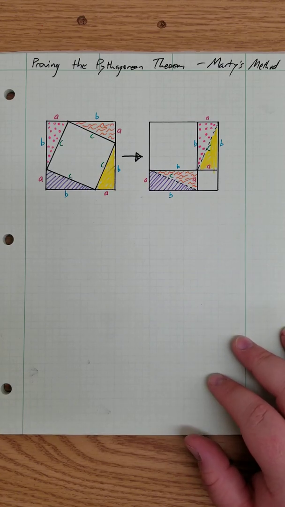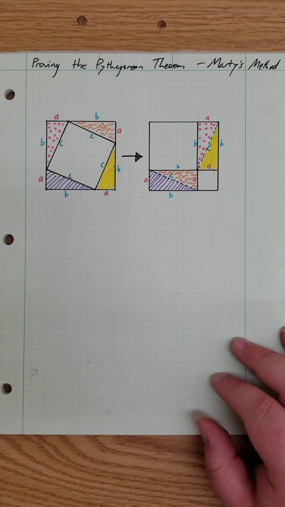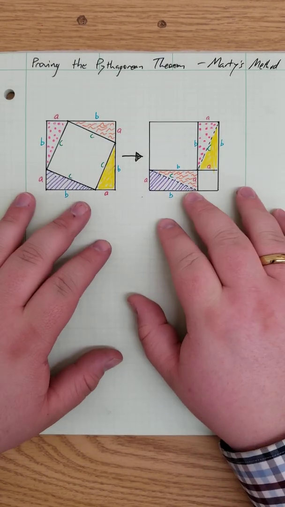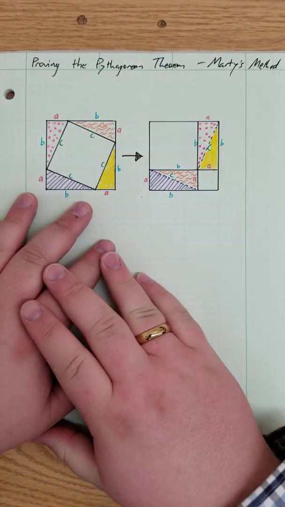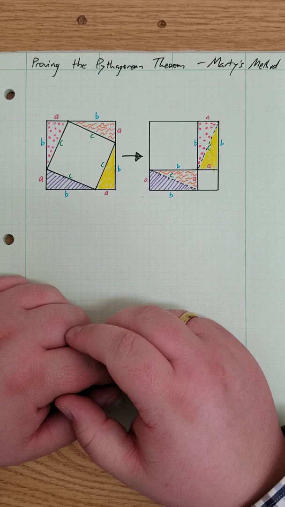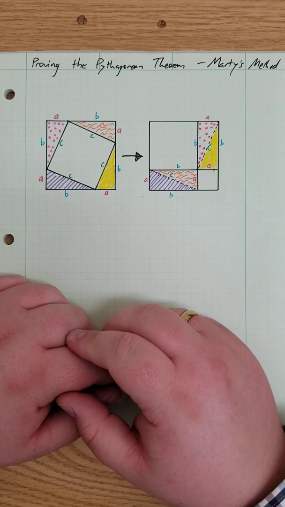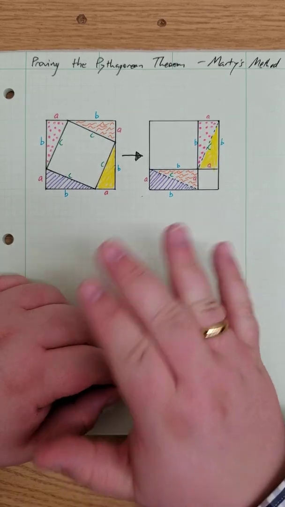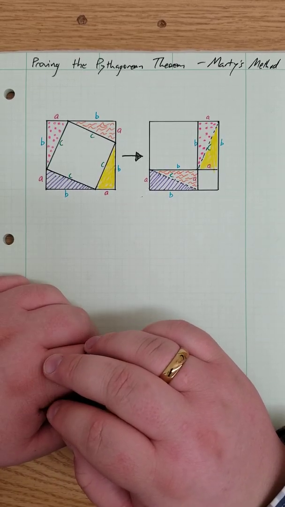Hello, Pre-Algebra. This lesson is a supplement to the Pythagorean Theorem lesson. We're going to be discussing Marty's method of proving the Pythagorean Theorem. Like I said in the last lesson, he's got the good bare bones of what you would need.